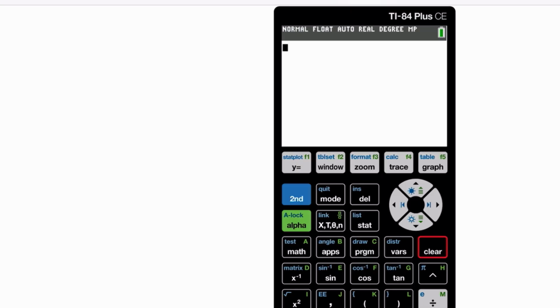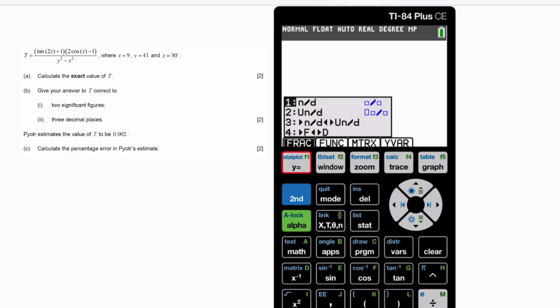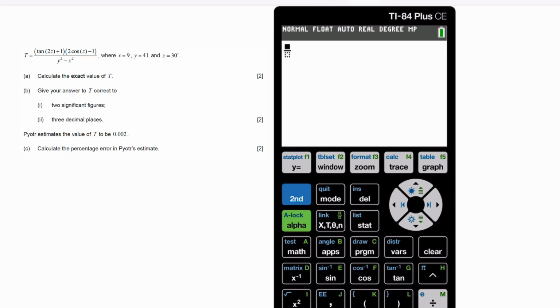I'm going to enter this exactly the way I see it. So I'm going to go to alpha y equals to turn this into a fraction. That's the way I do it in my calculator. I'm going to enter parentheses, tangent, it opens the parentheses, of 2 times z. Z in this case is 30 degrees, so 2 times 30. Or I could have just put 60 because I know how to multiply that.